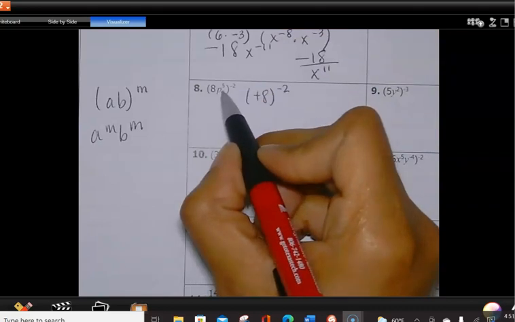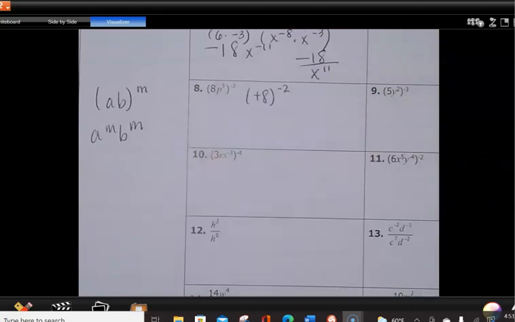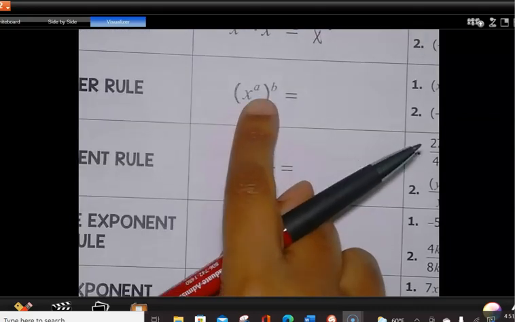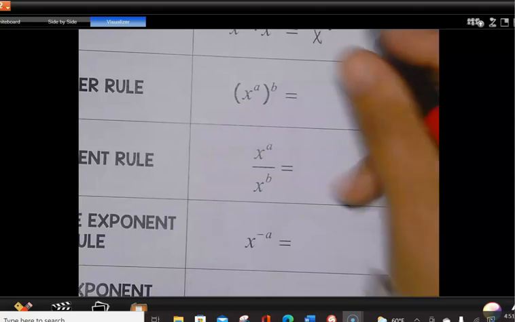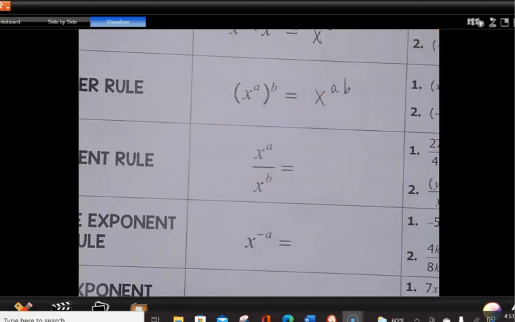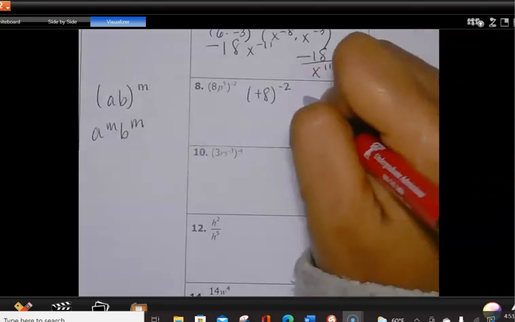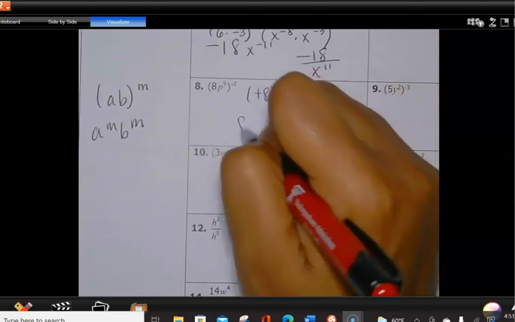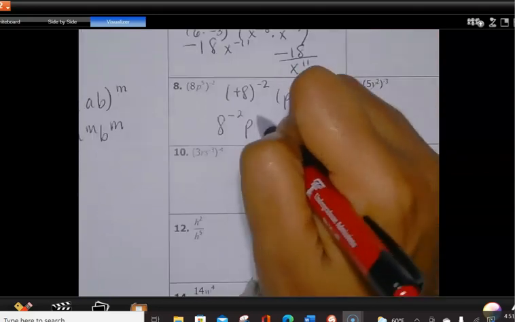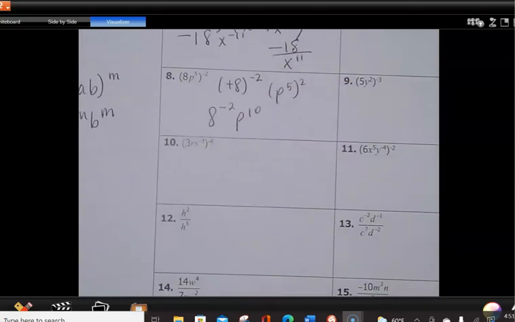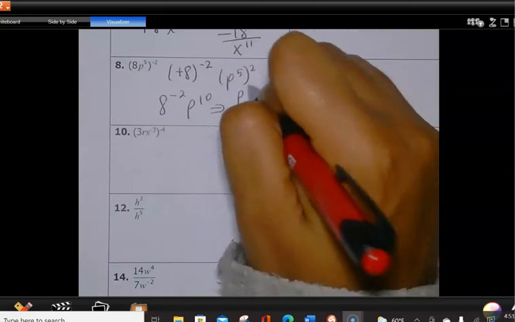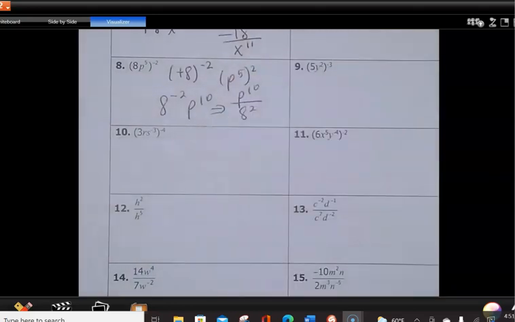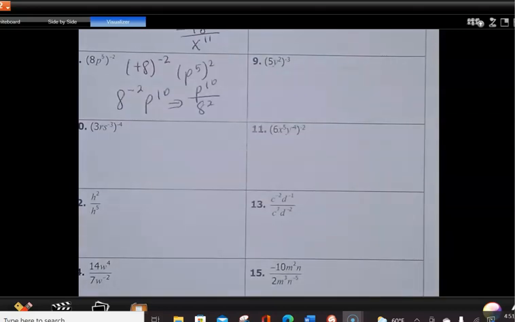And then what I notice here is this is the power rule. Remember the power rule says, and I'm going to get my cheat sheet, that if I have a base raised to a power raised to another power, multiply. A times B. So in this case, I have p to the 5 raised to the second. I'm going to multiply that for 10. So this becomes 8 to the negative 2, and this is p to the 10th. But again, that 8 with that negative 2 is not happy, so that means he's going to go down to the denominator. So to clean this up, we're actually going to get p to the 10th in the numerator and then 8 squared on the bottom. So the answer to this is basically 1 over 64, okay?